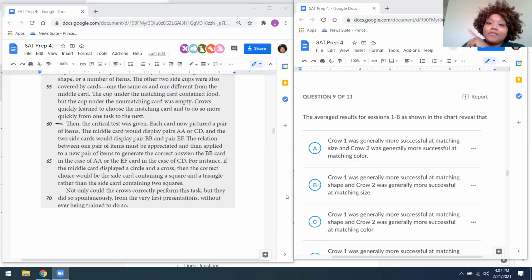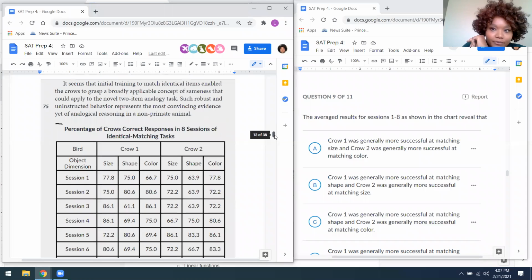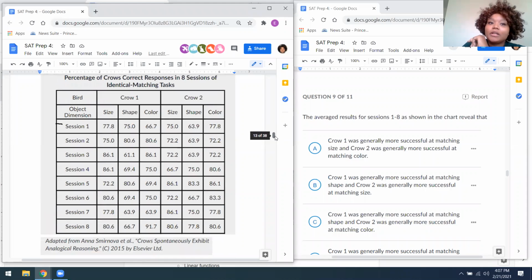Okay, and it asks, the average results for sessions 1 through 8 as shown in the chart reveal that... Okay, so we're looking at the chart. It's good to get familiar with charts because the SAT likes to ask about charts, not just in math, in reading and writing and language as well. At times, so get very comfortable with analyzing charts.